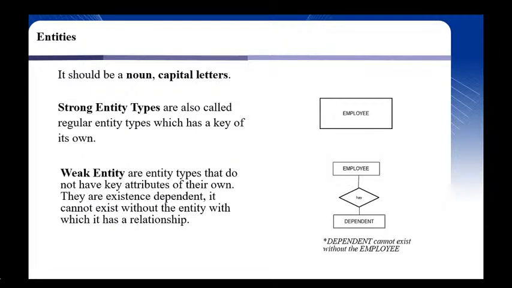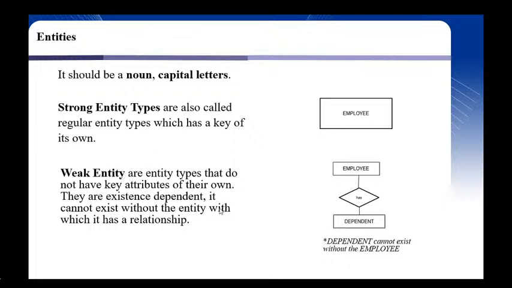Now let's go to entities. An entity is a noun and it should be in capital letters. We have strong entity types, which are also called regular entity types. For example, we have employee, and student if it is a university database. If it is an airline, we can have flights as one of the strong entity types. It is called a regular entity if it has its own primary key, a key of its own. But there is another one, which is a weak entity.